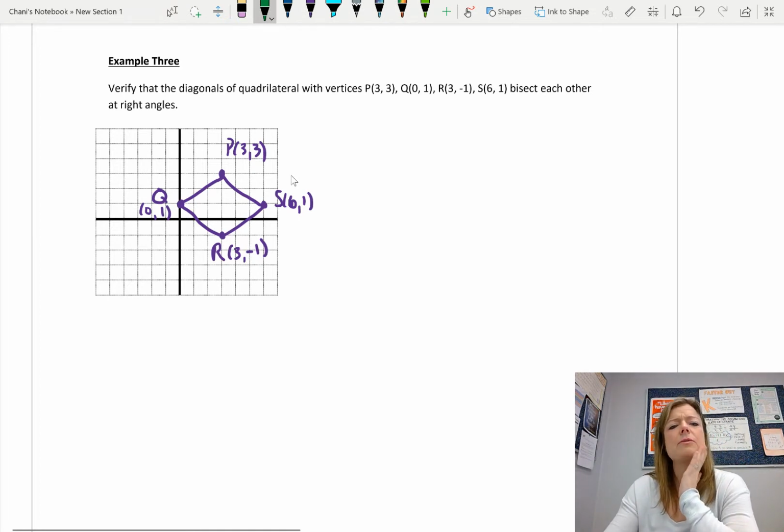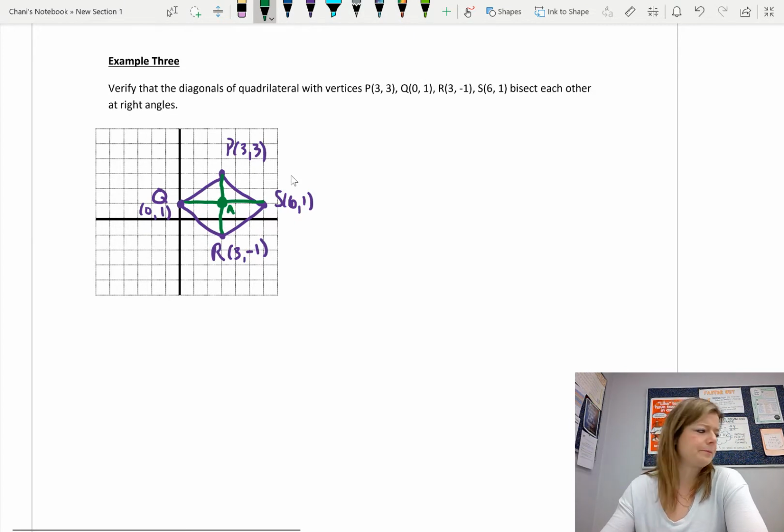So we have this quadrilateral, and we want to verify that the diagonals of this quadrilateral bisect each other at right angles. So diagonals is when you take a point and you connect it with the opposite point. So this point connected with this point. So we want to show that the diagonals bisect each other. So let's call that point A. Okay. And that these two do so at right angles.